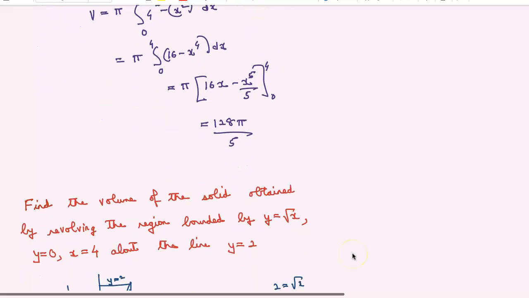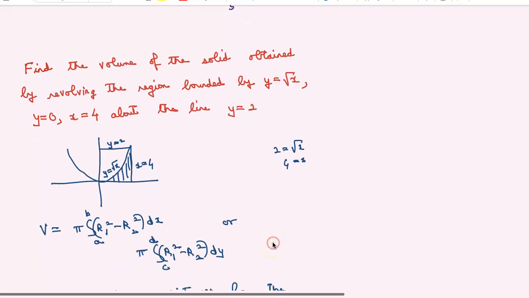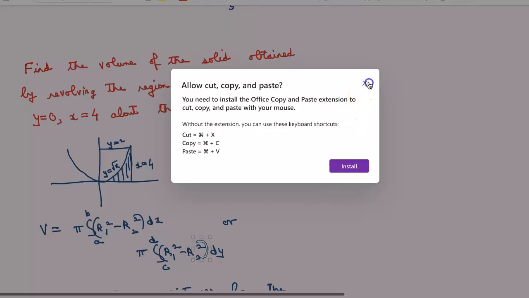Okay, now the next question is find the volume of the solid obtained by revolving the region bounded by y equal to root x, y equal to 0, x equal to 4 about the line y equal to 2. So this is y equal to root x, this is x equal to 4, this is y equal to 0. You are rotating it about the line y equal to 2. So it's a washer method. So it will be pi times integral a to b r1 squared minus r2 squared dx, or pi times integral c to d r1 squared minus r2 squared dy.